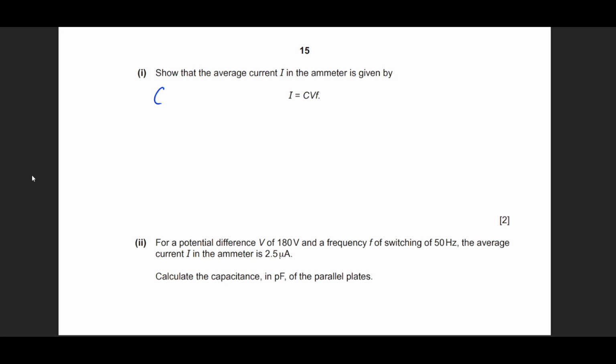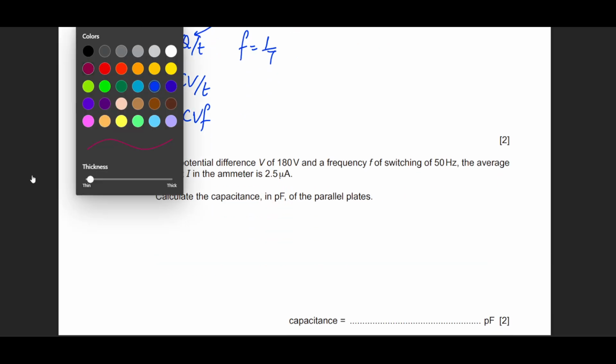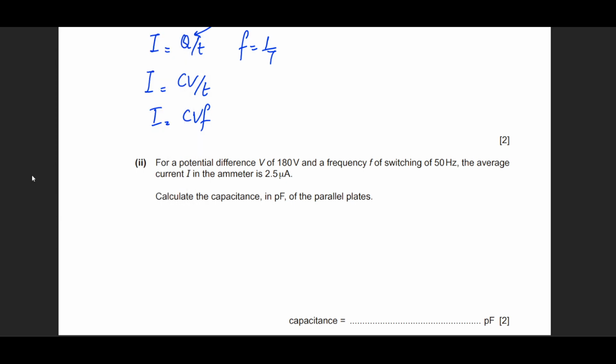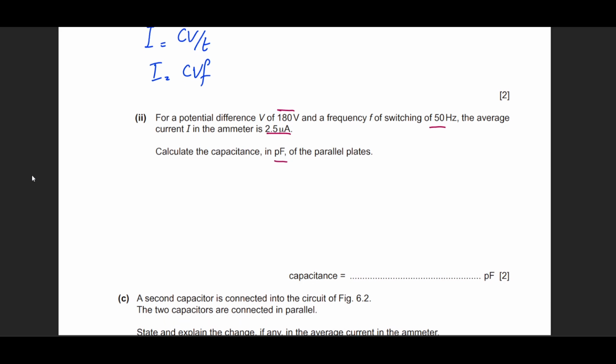We have the formula Q equals CV, and we have the formula for current, which is I equals Q by T. So let's replace this over here. We get I equals CV divided by T, and we know that frequency is equal to 1 over T as well. So I is simply equal to CVF. So I can figure out the current through the capacitor if I know the frequency, the capacitance, and the voltage. Let's go on to the next question. He says that the voltage is given, the frequency is given, the current is given, find out the capacitance. So we just have to plug in the values given in the question.